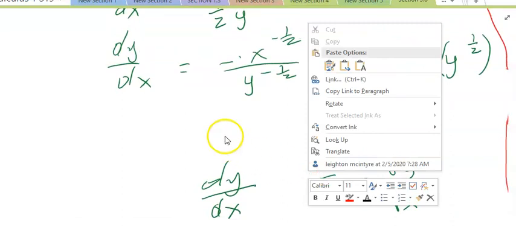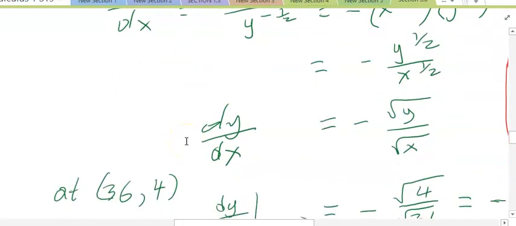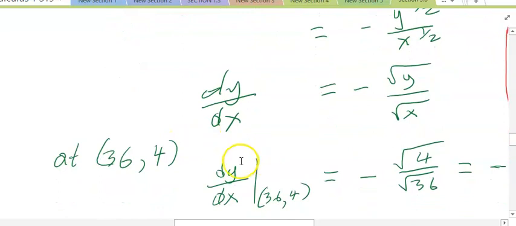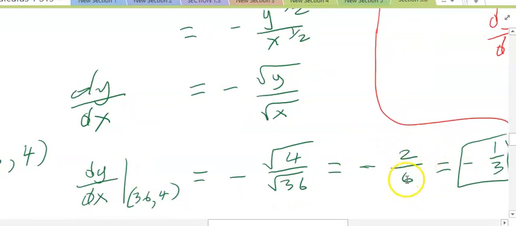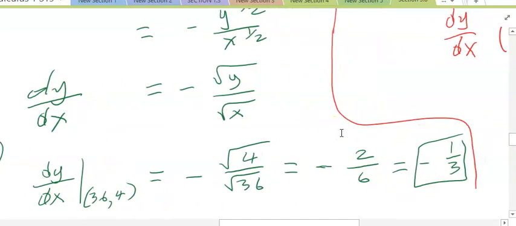Okay, the next step, you want to find what is the value at (36, 4). So dy/dx at (36, 4). Just plug in the 4 for your y and the 36 for your x. So we end up with negative 2/6, negative 1/3, as our final answer right there.